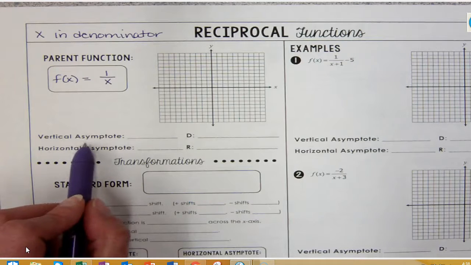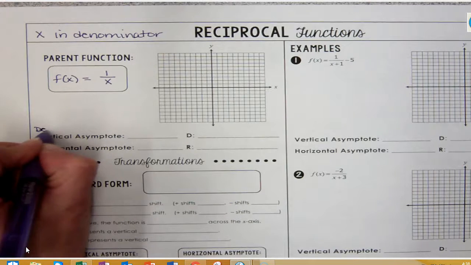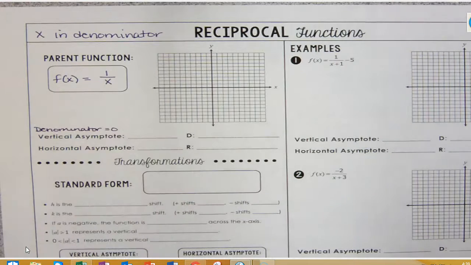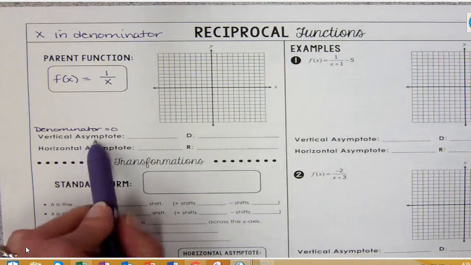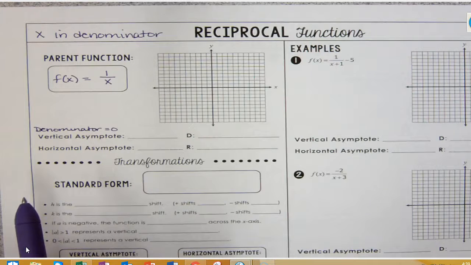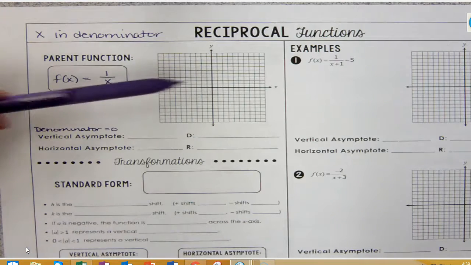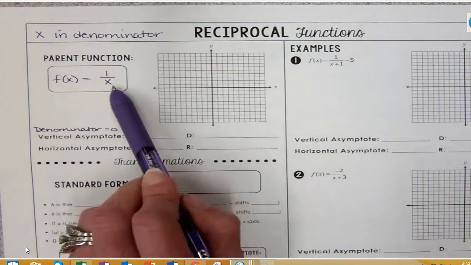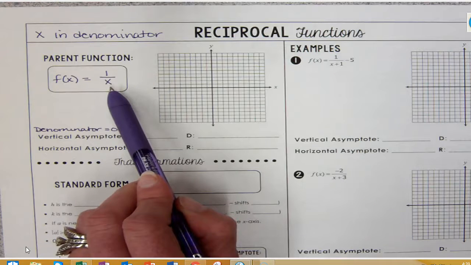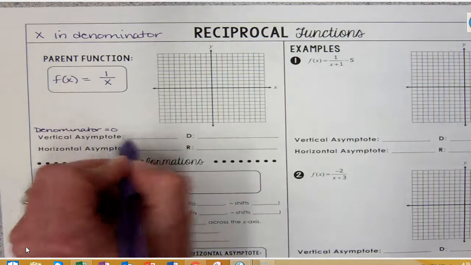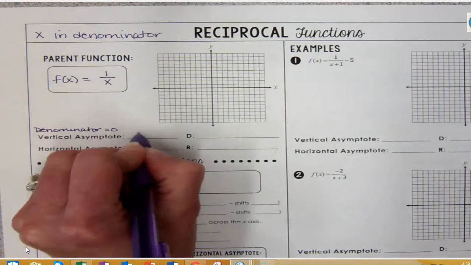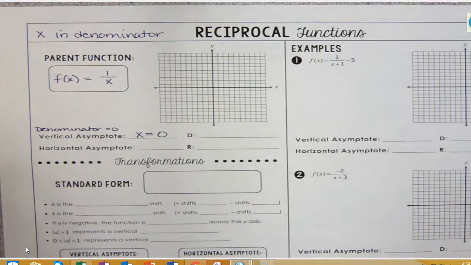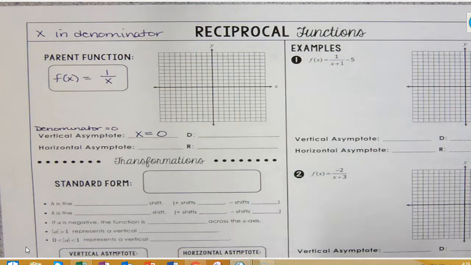Our vertical asymptote is where our denominator equals 0, because basically it's saying that your vertical asymptote is the line that your x values are unable to be. So x, since it is in the denominator, cannot be 0. If we set our denominator of x equal to 0, we would have a vertical asymptote right there on the y-axis.